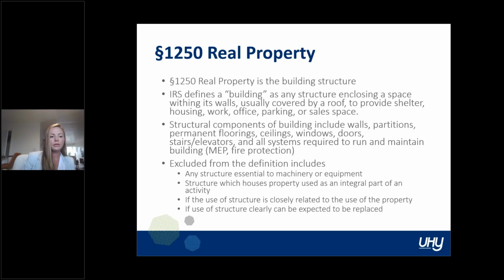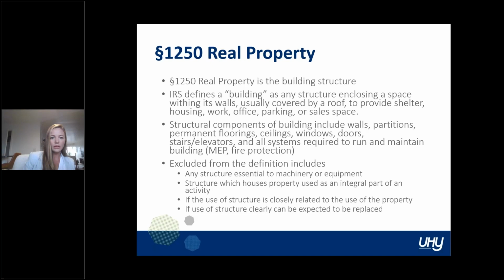The IRS further defines structural components of a building to include walls, partitions, permanent floorings. So permanent floorings are going to be any type of tile, like ceramic tile, quarry tile, marble tile. It would also include cement floorings, sealed cement floorings like epoxy floorings. So those are all considered to be permanent in nature, and also traditional hardwood.